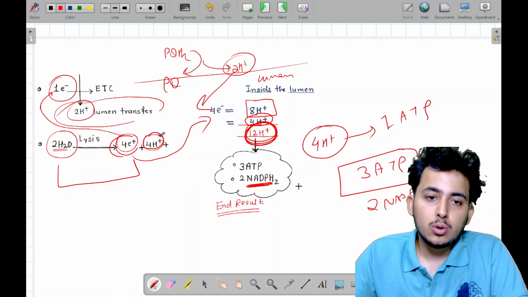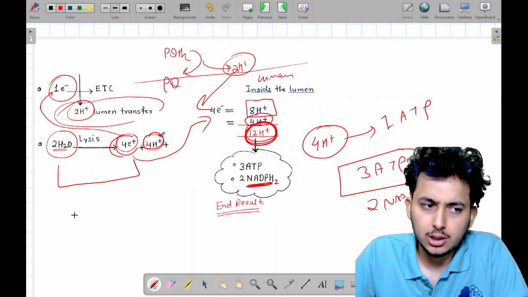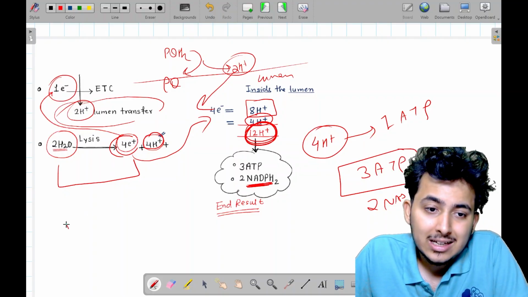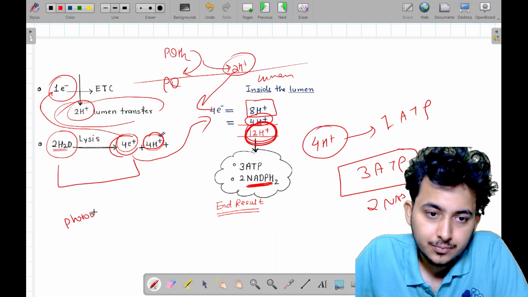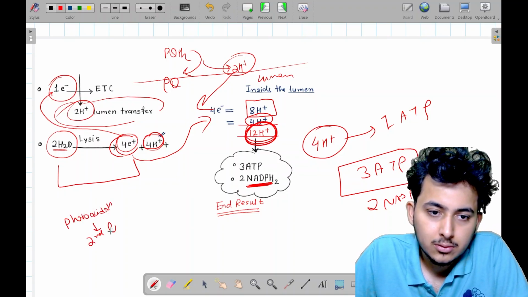Now, I hope you remember one important point that I taught you in the previous lecture, that in case of photooxidation, in the second line of defense, right?